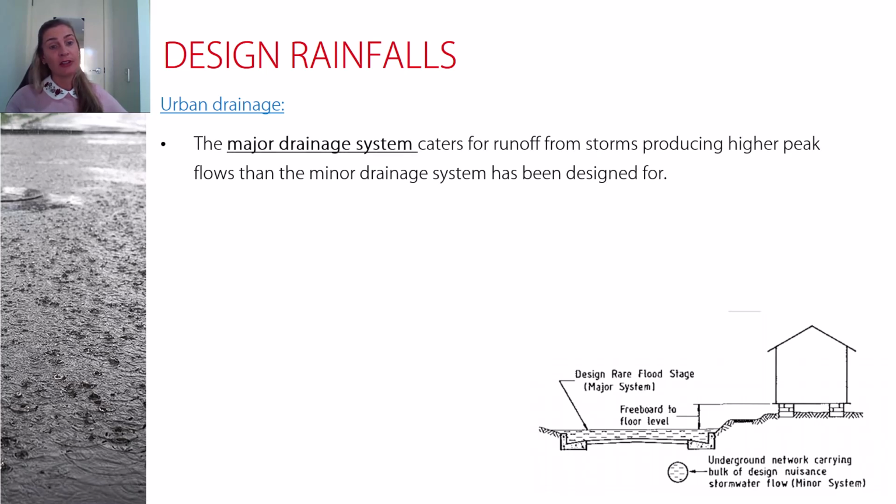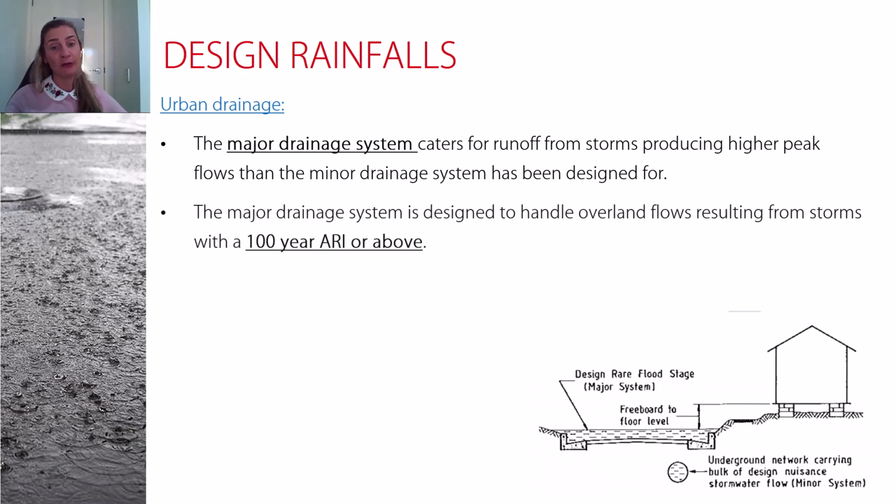The major drainage system caters for runoff from storms producing higher peak flows than the minor drainage system has been designed for. The major drainage systems are designed to handle flows resulting from storms with 100 years ARI or above. So a flood or a rainfall event that is expected to occur once every 100 years. So that's a very rare rainfall event.